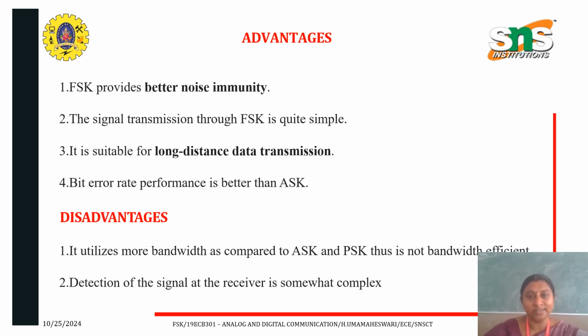The main advantages of FSK are that it provides better noise immunity, and signal transmission through FSK is quite simple. It is used for long distance transmission. The bit error rate performance is better when compared to amplitude shift keying. The main disadvantage is that it utilizes more bandwidth as compared to ASK and PSK, so bandwidth is not efficiently used here. Then the detection of the signal at the receiver is somewhat complex.